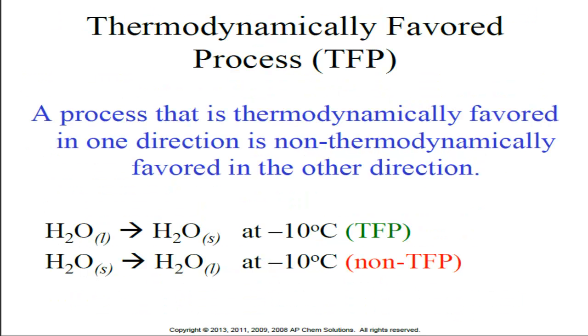So a thermodynamically favored process in one direction is not going to be favored in the other direction. So either the forward or the reverse will be favored. For example, water is going to freeze at temperatures below 0, but the reverse won't happen. You have to change the conditions, like raising the temperature to get the ice to melt.